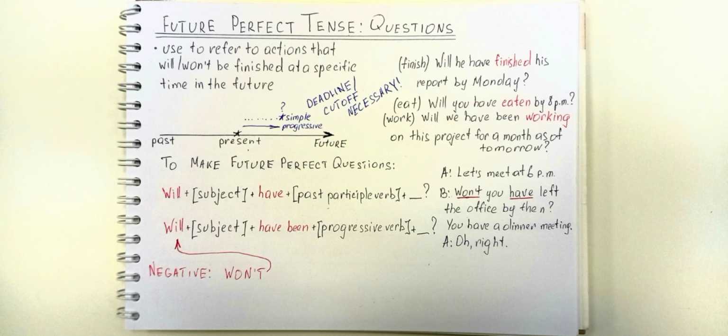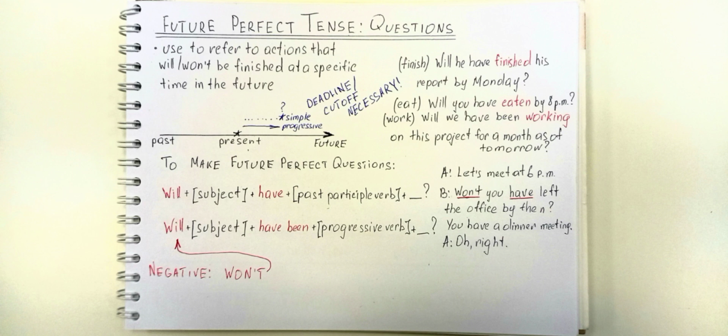Will we have been something on this project for a month as of tomorrow? So here we do see been. Will we have been? This is a big hint that we should use the progressive or the continuous form of the verb. Our verb here is work, so the progressive form is working. Will we have been working on this project for a month?